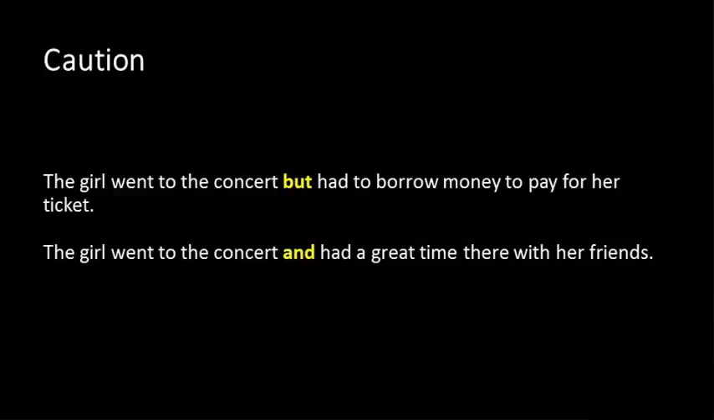Second example, the girl went to the concert and had a great time there with her friends. There's a conjunction, but there is no "she" or subject following it, so you do not need to include the comma. "Had a great time there with her friends" cannot stand on its own as a sentence. This is a good way to check yourself to see whether you need to use the comma.